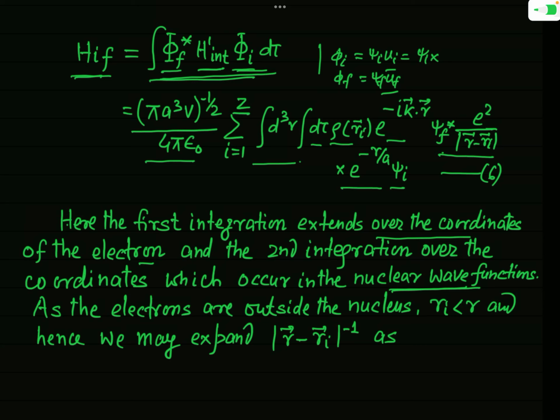Now, as you know, the electron ejected from the K shell is outside of the nucleus. So if you consider that the position vector of the nucleus is r_i and that of the electron is r, as the electron is outside of the nucleus, this r will be greater than r_i. Or in other words, r_i will be less than r. So under this assumption that r_i is less than r, we can expand this term 1 over mod of r minus r_i, that is, r minus r_i to the power minus 1.